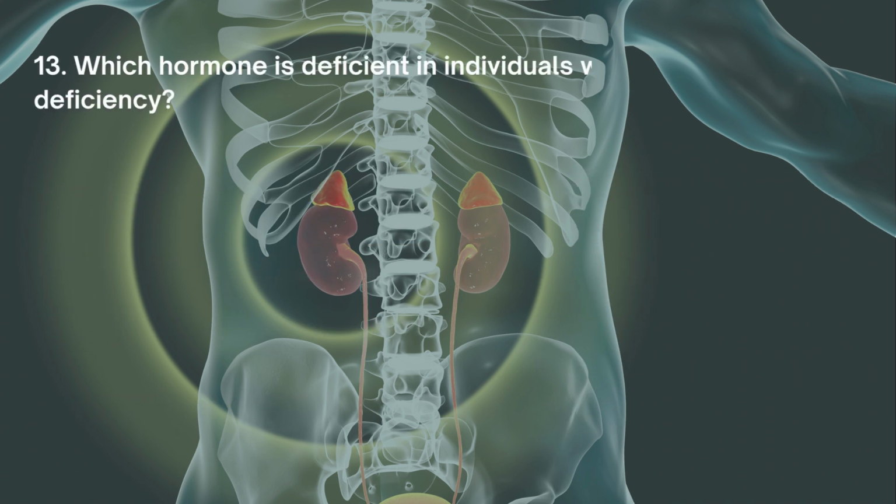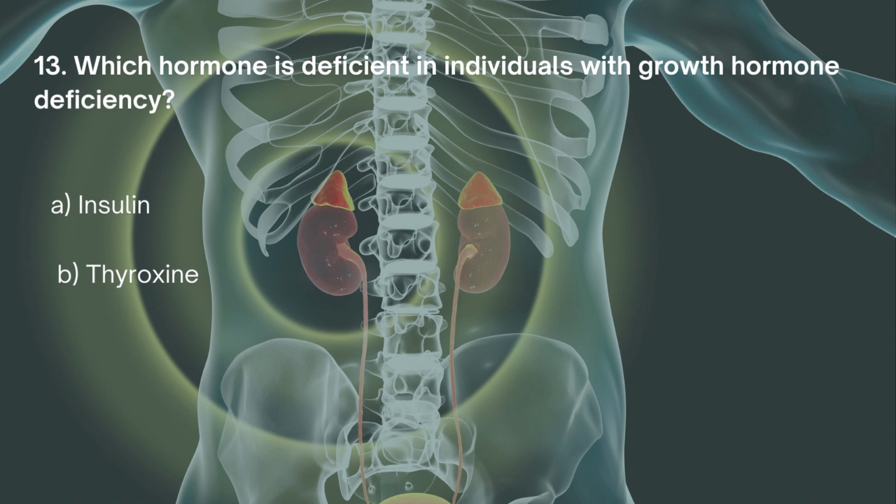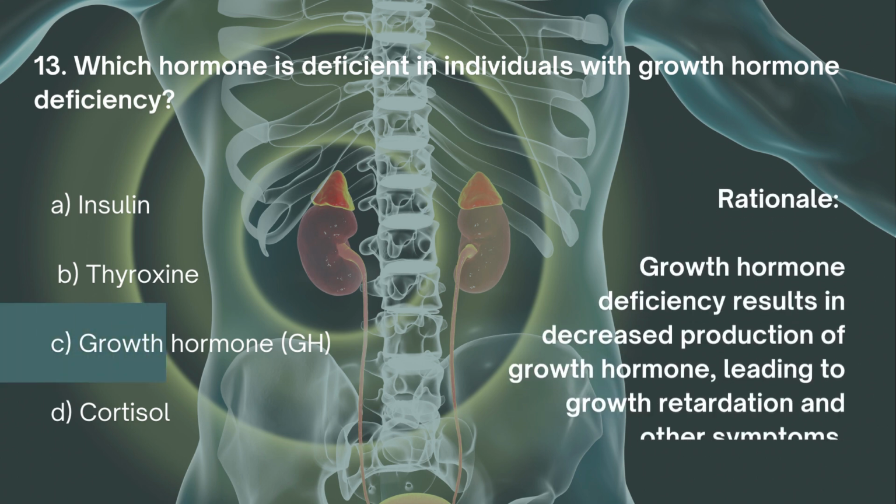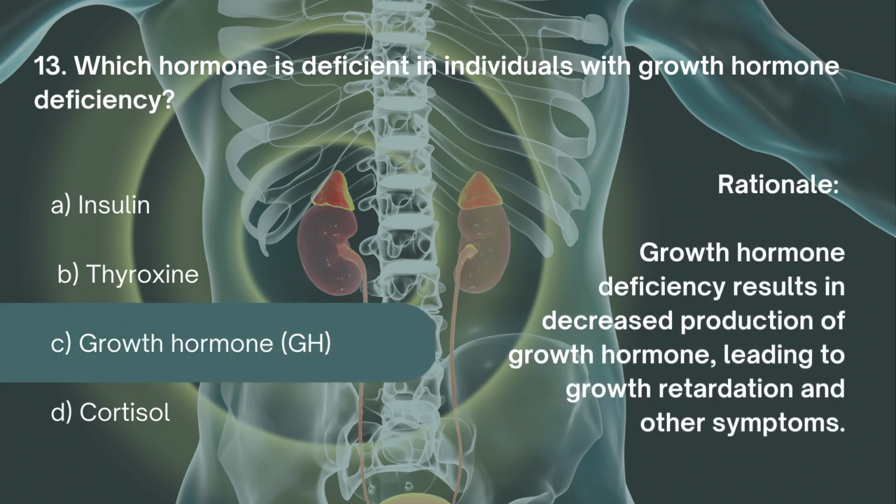13. Which hormone is deficient in individuals with growth hormone deficiency? A. Insulin. B. Thyroxine. C. Growth hormone, GH. D. Cortisol. Rationale: Growth hormone deficiency results in decreased production of growth hormone, leading to growth retardation and other symptoms.